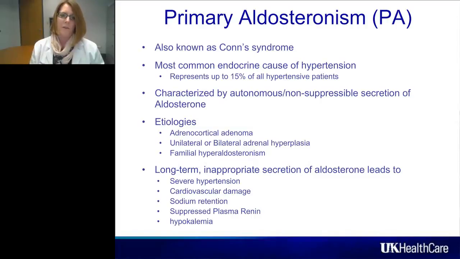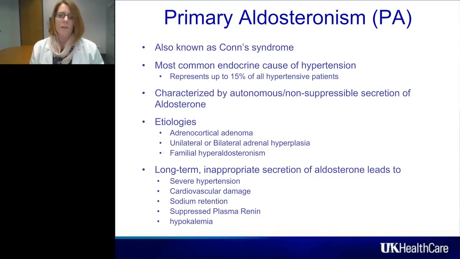Primary aldosteronism, also known as Kahn's syndrome, because of Dr. Kahn, the discoverer of the disease, is among the most common causes of endocrine-mediated hypertension. And although it's very difficult for us to classify the total prevalence among all hypertensive patients, it seems as though primary hyperaldosteronism may represent up to 15% of all hypertensive patients.